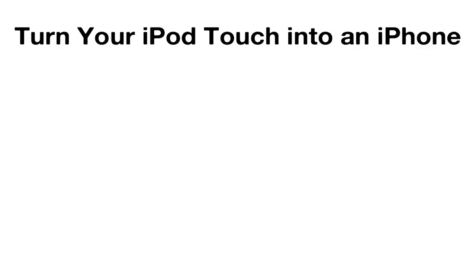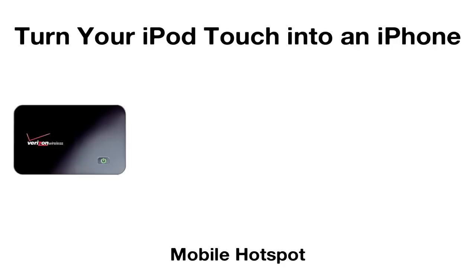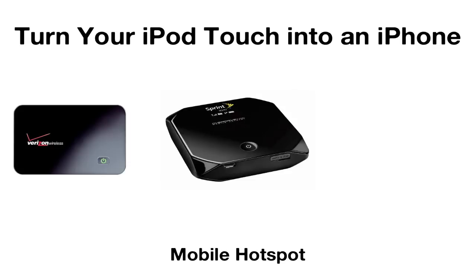And the best way to do this is with a mobile hotspot. Now, a very popular mobile hotspot is the MiFi by Verizon. By Verizon, that's who it's by. And that only offers you 3G. Another one is the Sprint Overdrive, which in some places can get you a 4G signal, and that's by Sprint.